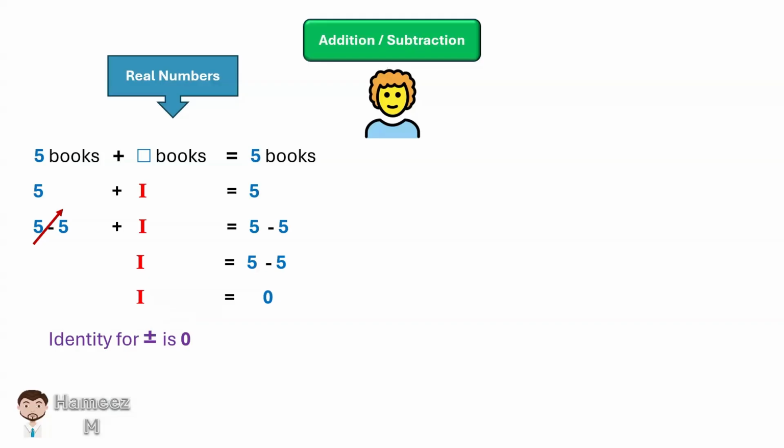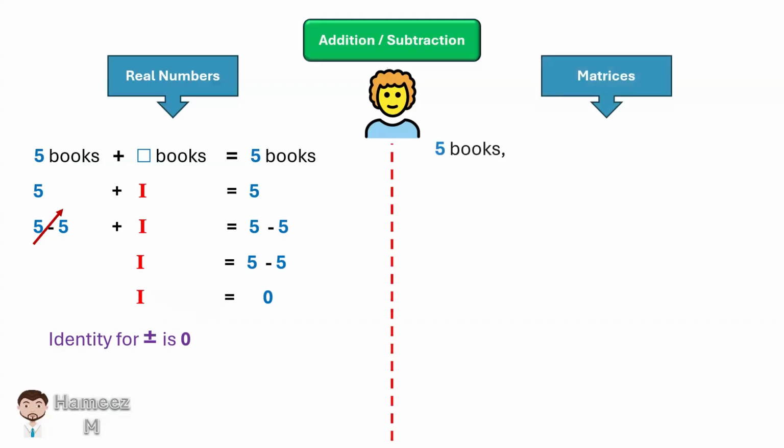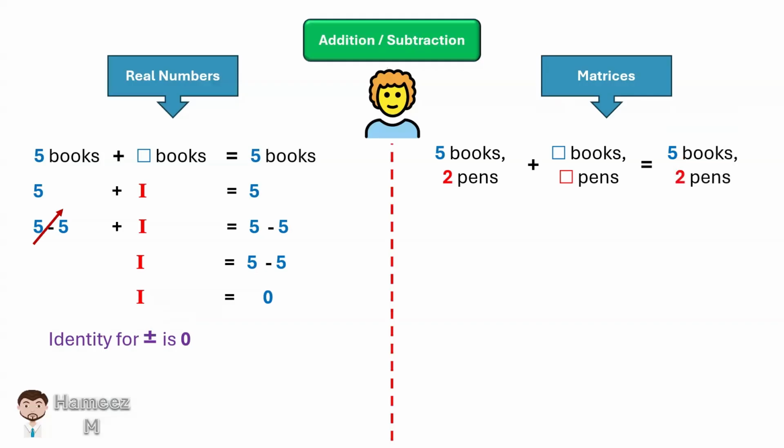Now what happens when we're looking at matrices, the plural of matrix? We have 5 books and 2 pens from Liam. And how many more books and more pens do we need so that we end up with the same amount? The same 5 books and 2 pens.